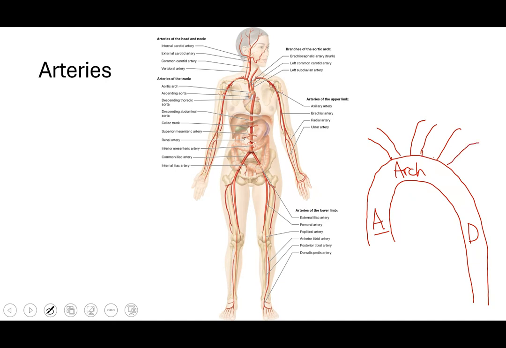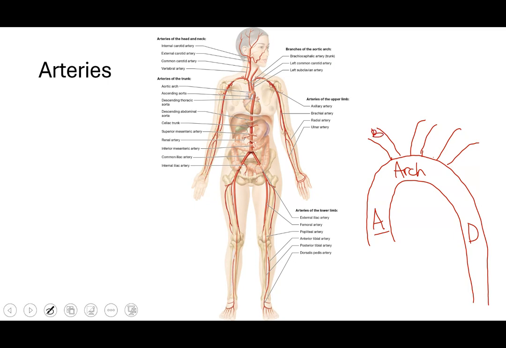Okay, so let's start with the one that supplies the right side. This is the first vessel coming off. It is called the brachiocephalic artery, or we could call it the brachiocephalic trunk. There is only one of these. The veins will have a right and a left brachiocephalic, whereas for the arteries, there's only one, and we don't put a right or a left on it. So I'm just going to put B, brachiocephalic.